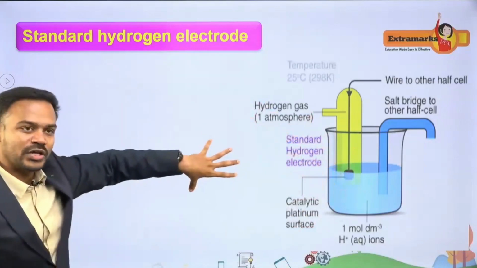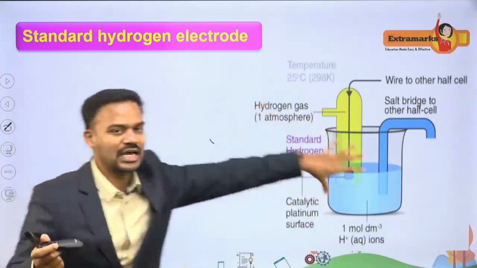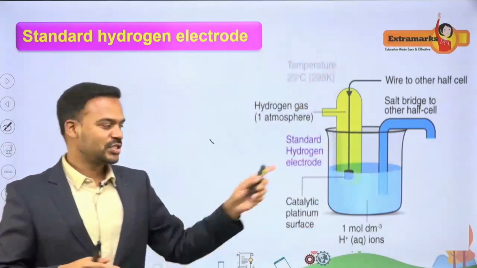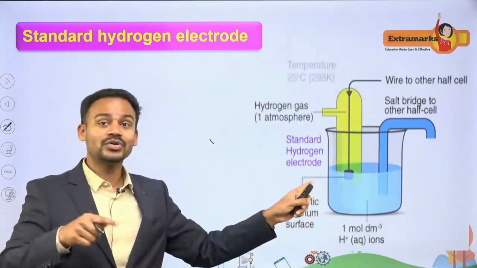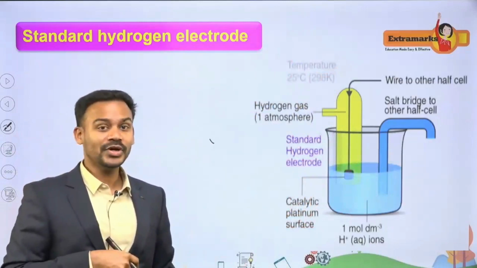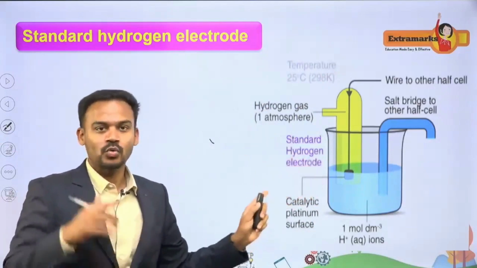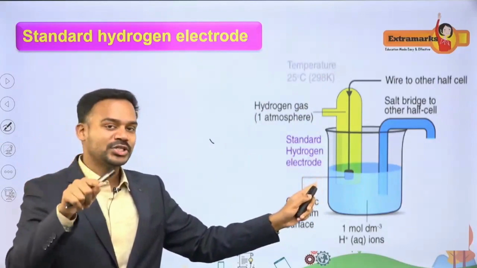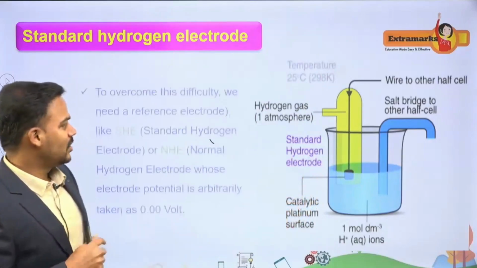Whichever metal's electrode potential you want to measure, you connect that half cell with this half cell. That's it. So you will get the potential difference. This is called the standard hydrogen electrode, and it is going to help us find out the electrode potentials. Let's see why we use it. One thing is very clear: we use this standard hydrogen electrode to measure the electrode potentials of each metal electrode. And what is the standard hydrogen electrode?